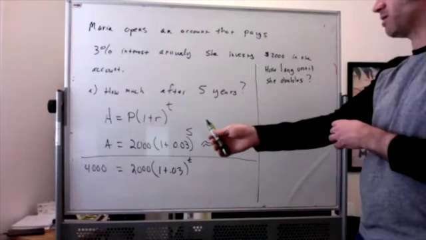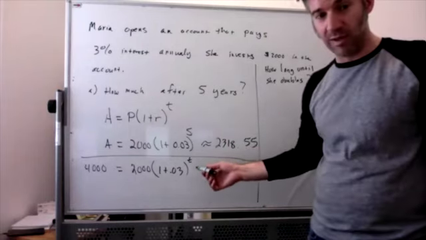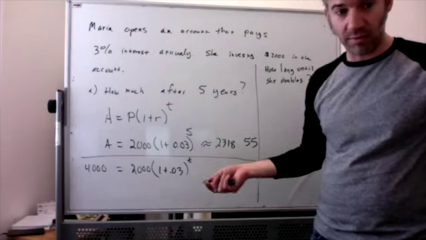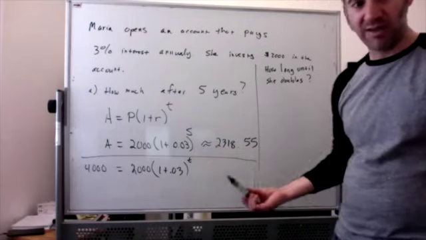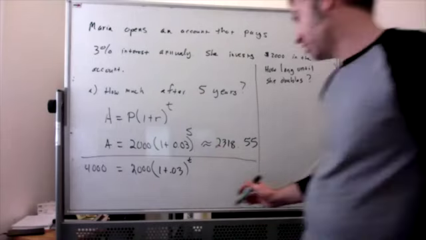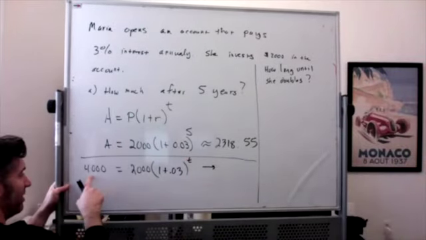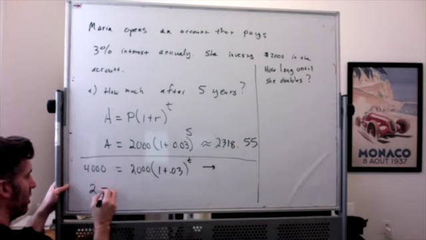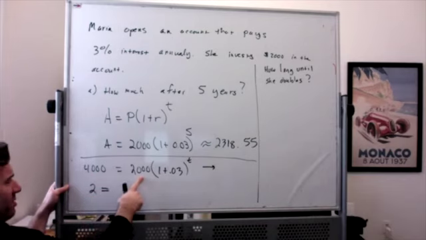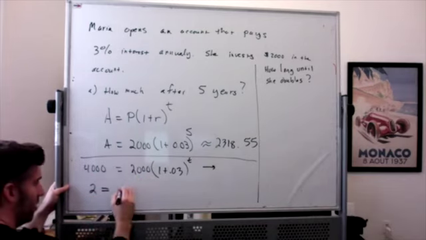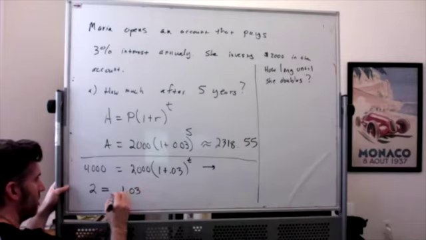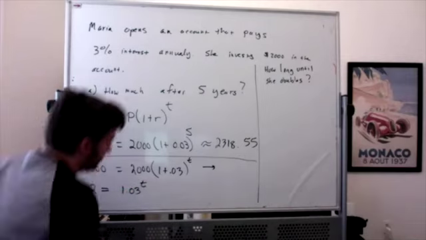Now, here's the thing about solving for a variable that's in an exponent. You're going to have to use a logarithm. But before we can use a logarithm, let's divide both sides by 2,000. I end up getting 4,000 divided by 2,000, which is 2, equal to 2,000 divided by 2,000, just 1. So I get 1 times 1.03 to the t power.